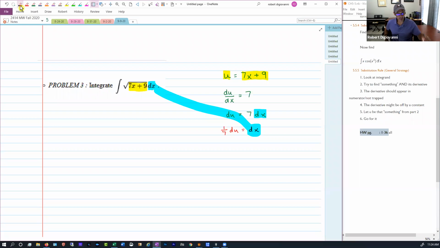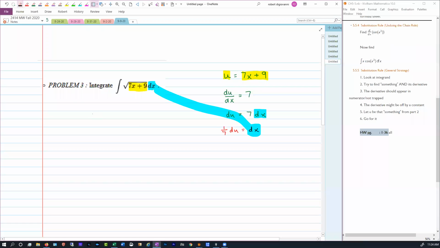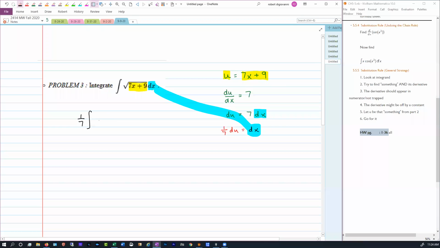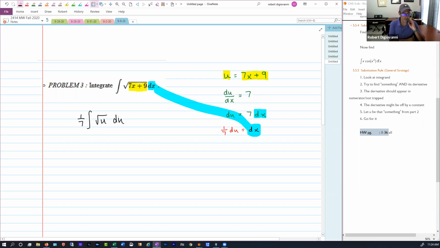Okay, Christian, go ahead and tell me how to rewrite the integral. So it'll be 1 over 7 with... Okay, you want that outside? So you decide to pull that outside? Good. And then it'll be the square root of u du. Perfect. Okay, so everyone, please realize that Christian went ahead and took that 1/7 and just popped that 1/7 outside.